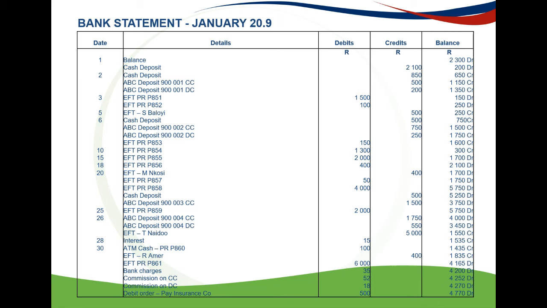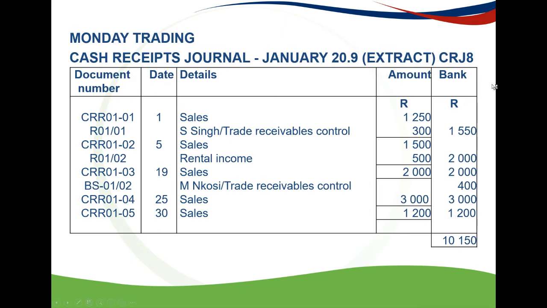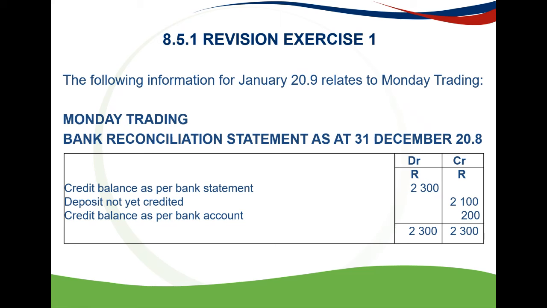Now, we will see that our bank statement, the 2,300, comes from the bank reconciliation. Sorry, what I said in the beginning, credit balance as per bank statement, that's not correct. This should be debit balance. Sorry for this mistake on my side.